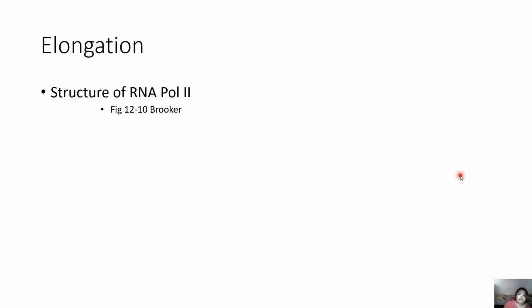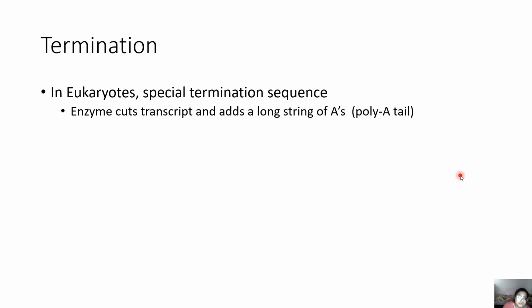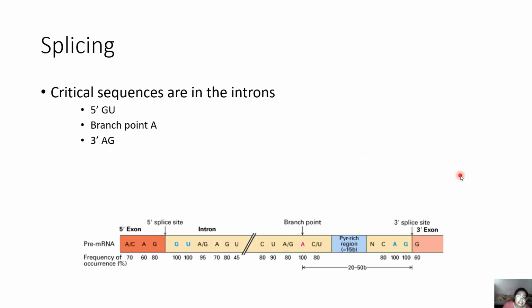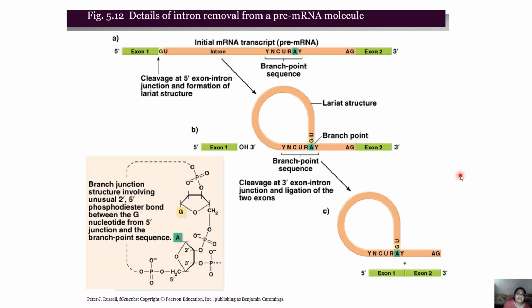So in elongation, what happens? The structure of RNA is called... Okay. In eukaryotes, at a special termination sequence, an enzyme cuts the transcript and adds a long string of A, poly A. Right? That is how it happens. And there are critical sequences in the introns: 5' U, branch point A, and 3' AG. Okay, so these are details of intron removal from the pre-mRNA molecule.